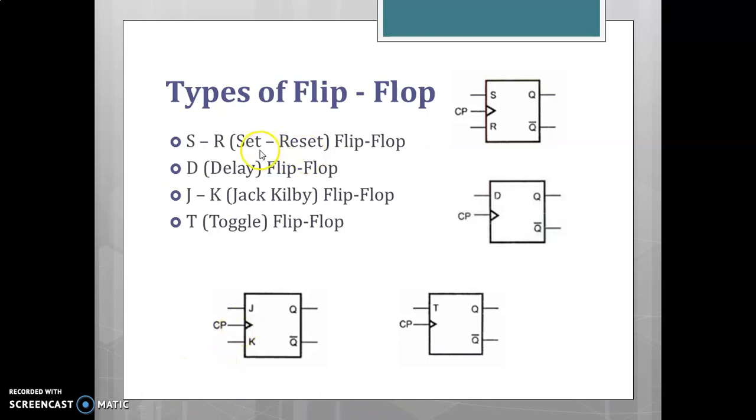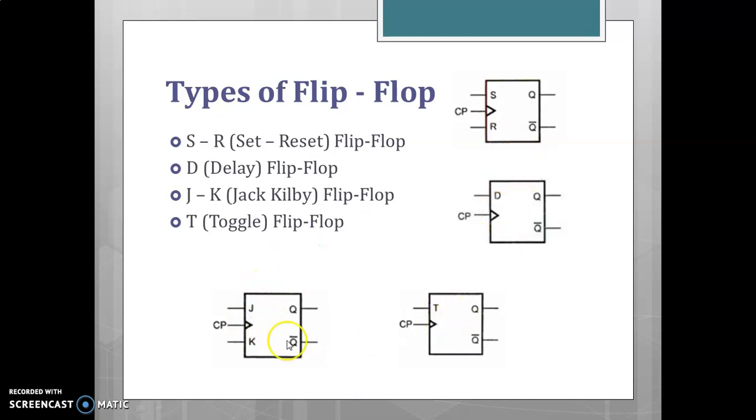SR flip-flop, that is set reset flip-flop. D flip-flop, that is delay flip-flop or data flip-flop. JK flip-flop, that is Jack Kilby flip-flop. So this Jack Kilby is the name of the inventor of this flip-flop. And T flip-flop, it is toggle flip-flop.